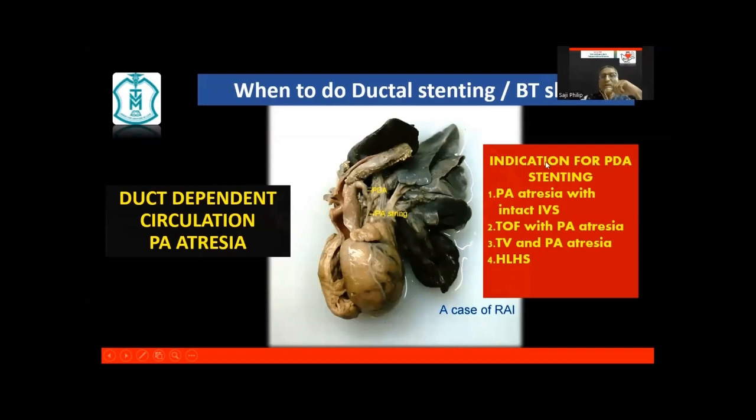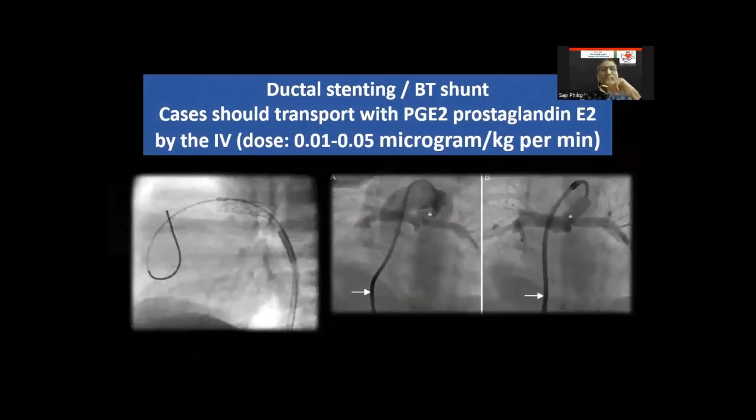So what are the duct dependent lesions? You should understand PA atresia with IVS, TOF with PA atresia, tricuspid atresia with PA atresia. Any case with PA atresia, you should immediately give a note or call the pediatrician or send the case to a higher cardiovascular thoracic center, where they can do ductal stenting. That is an important thing. This is ductal stenting.